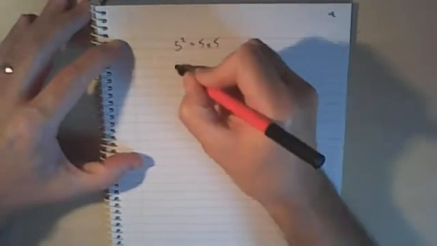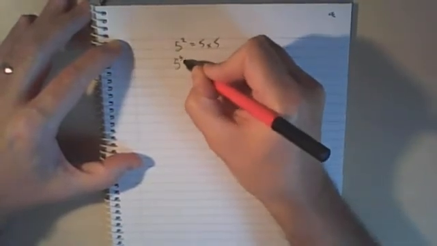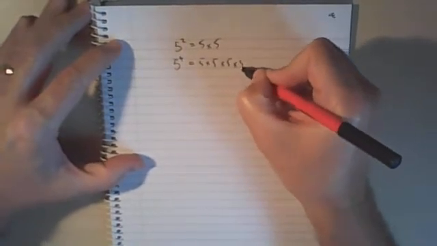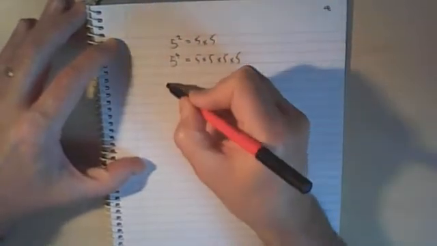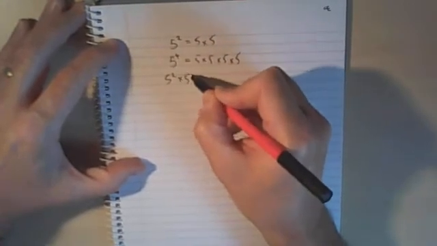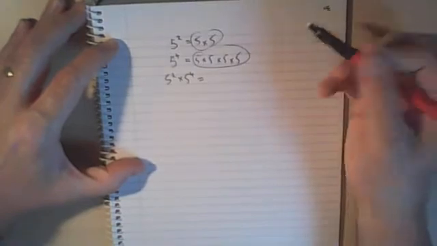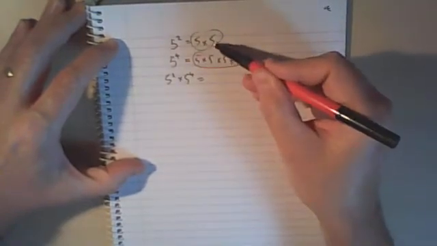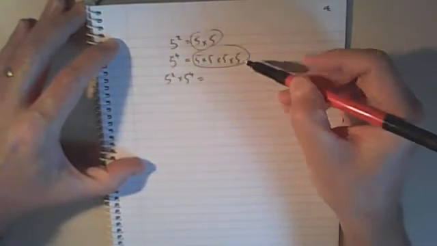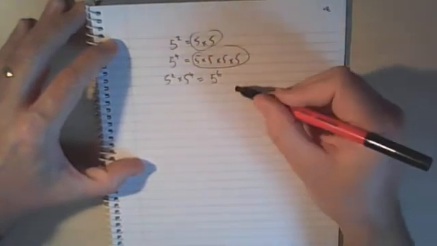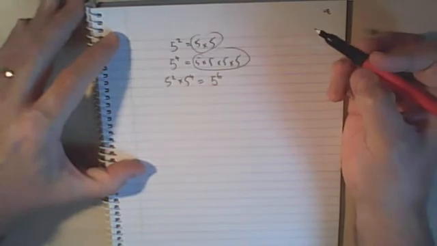If you already know that 5 squared means 5 times 5, and 5 to the power of 4 means 5 times 5 times 5 times 5, that means 5 squared times 5 to the power of 4 is this times this: 5 times 5 times 5 times 5 times 5 times 5. So that's the same as 5 to the power of 6. You won't be asked to work that out without the use of a calculator.